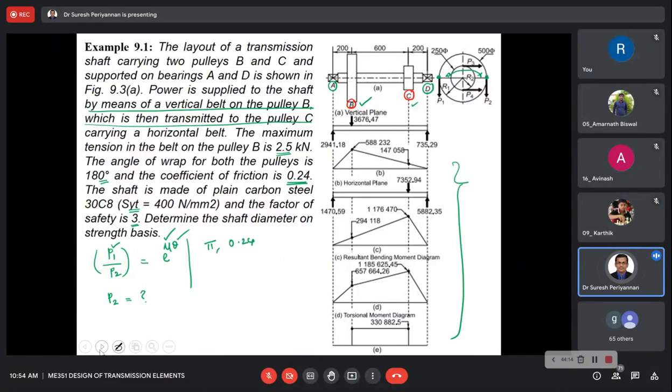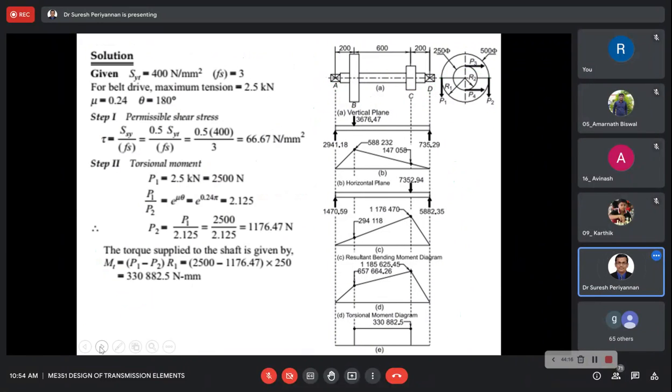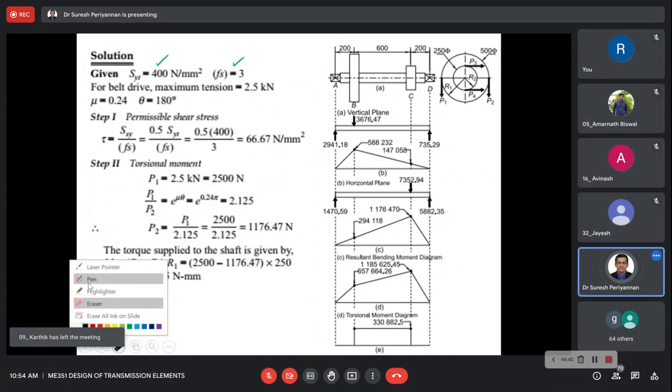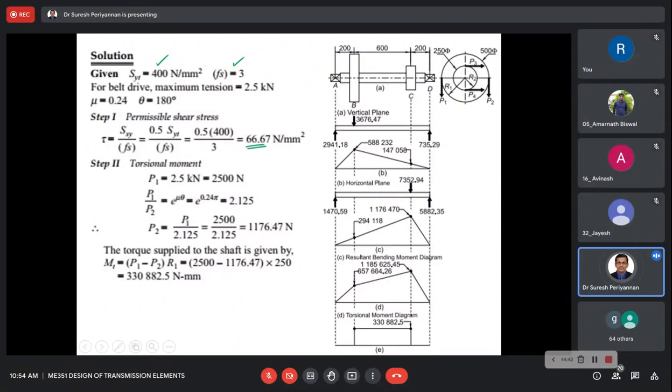Leave it, we will discuss it later. Now I come to this. SUT is given, and the factor of safety is given for the belt drive. Now the permissible stress tau is equal to SSY divided by Fs, that is 0.5 SYT divided by Fs. This is our permissible tau. This is a standard method. We already discussed many problems in the last subject.